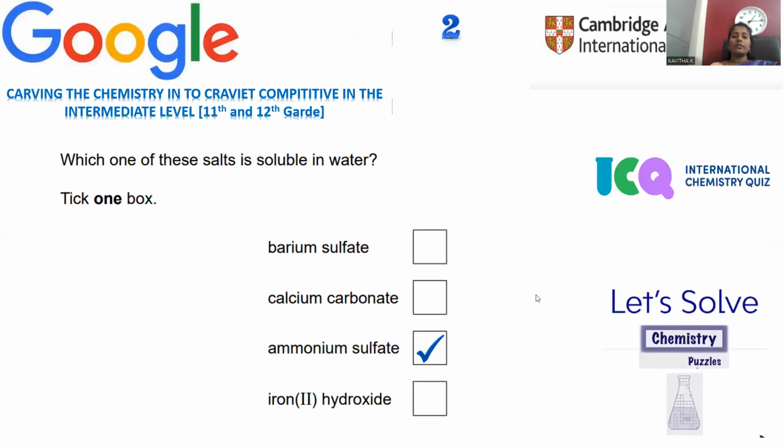Move on to question number 2. Question number 2 is collected from Cambridge Assessment International Education. Which of the following salts is insoluble in water? This is a kind of physical test. There are certain identification tests called physical test, chemical test, flame test, different categories in order to go for the analysis of the compound.